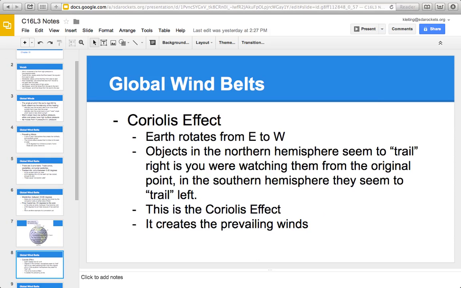So the Coriolis effect, the Earth rotates from east to west when it spins. Objects in the northern hemisphere seem to trail right as you are watching them from the original point. In the southern hemisphere, they seem to trail left. This is the Coriolis effect. It creates the prevailing winds.